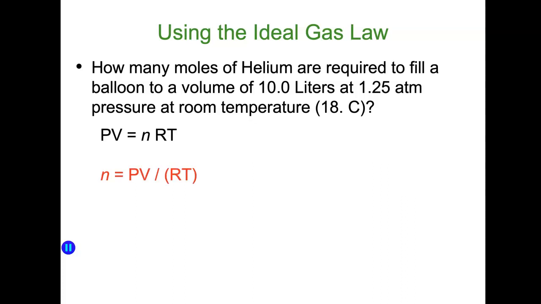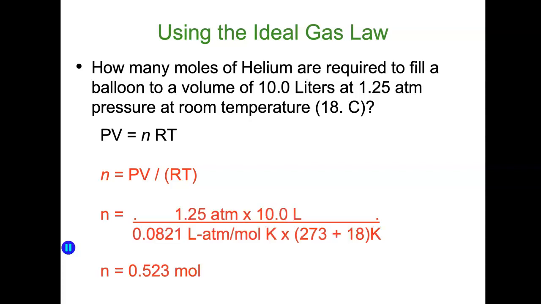But basically we're solving for n, so we're going to rearrange the equation so that we divide both sides by RT, and then it becomes n equals PV over RT. And when you put in the number 1.25 for atmosphere and 10.0 for liters and divide by, we're going to use 0.0821 for our value of R, and we're going to add 273 to 18. And your number comes out to 0.523 moles of helium.